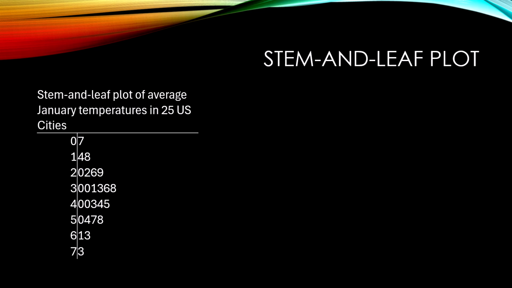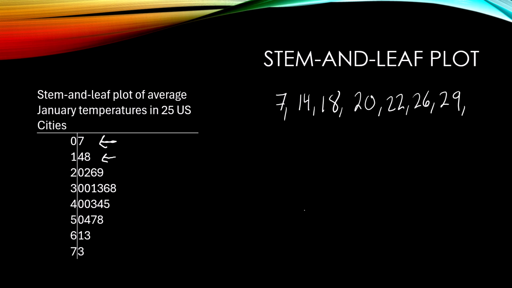Now, one of your homework problems asks you to take a stem and leaf plot and write out all the numbers, so we're going to practice doing that. This first row is the 0 row, or in other words, the places with no tens. So that just means there's one city with a temperature of 7. The 4 and 8 represent a 14 and an 18. That means there is a city with an average January temperature of 14 degrees and one with 18 degrees. The 20 row gives me 20 because of that 0, a 22, a 26, and 29. So each of these digits represents a different number.